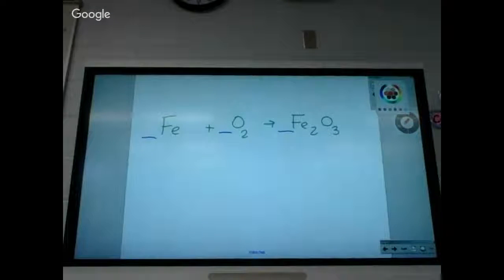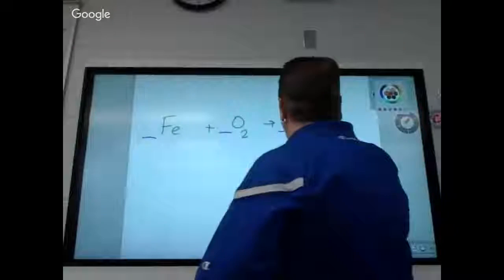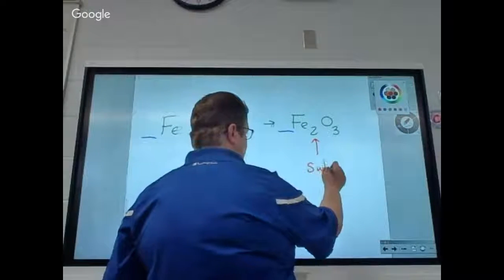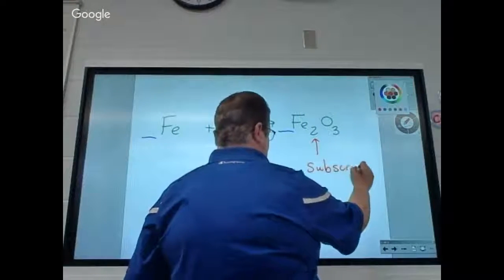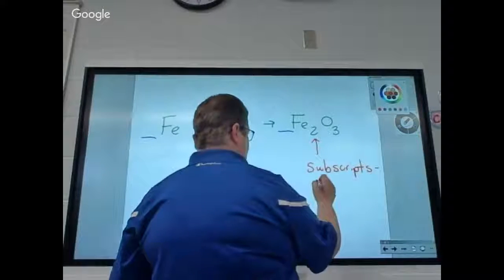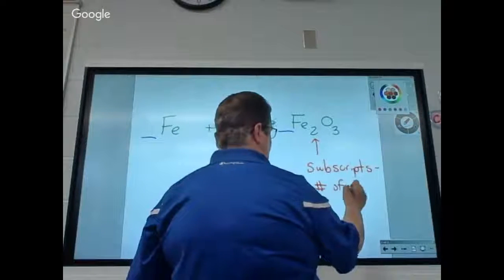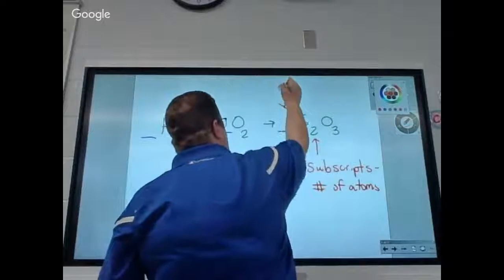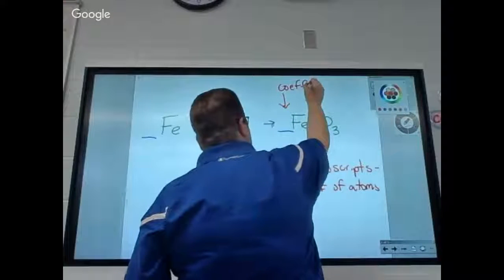All right, so when you look at this, first of all, we're going to work with 2 kinds of numbers. All right, we're only going to get 1 because I forgot that part. What are the 2 kinds of numbers we got to deal with? These are called what? Math class, what kind of numbers are these called? These are called subscripts. These tell us the number of atoms. Okay? The numbers we're going to put in are called coefficients.